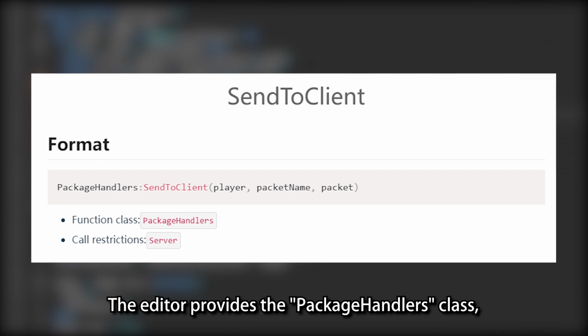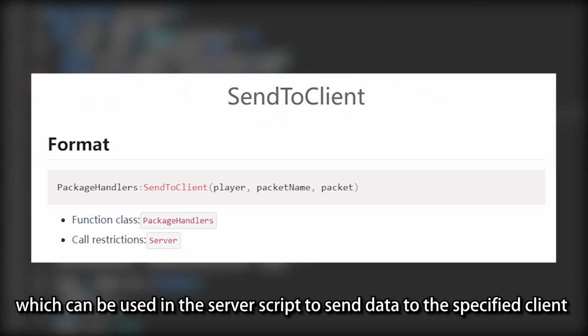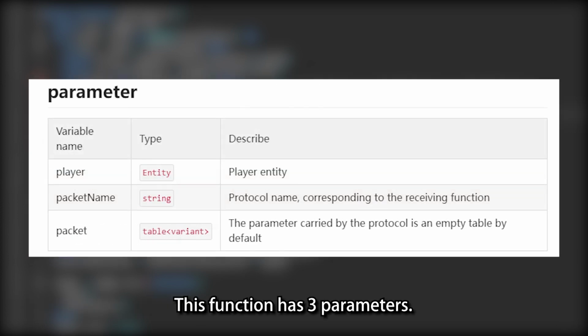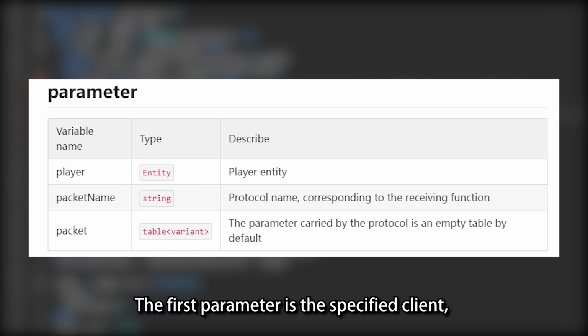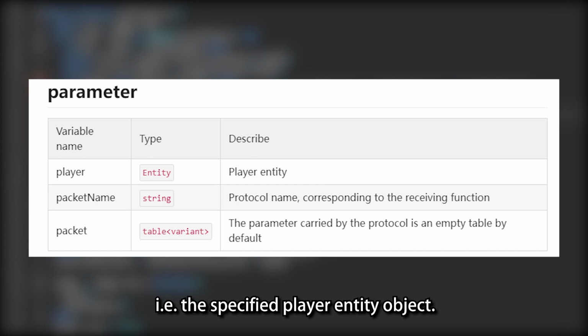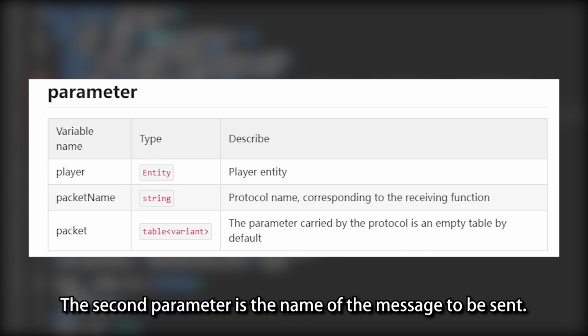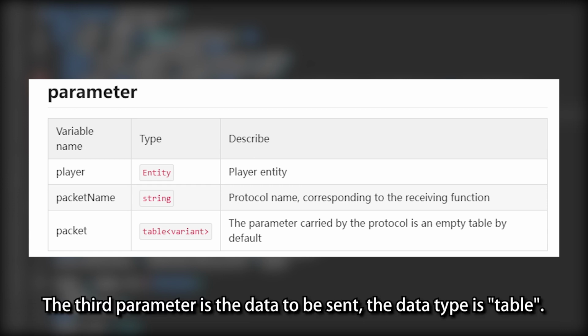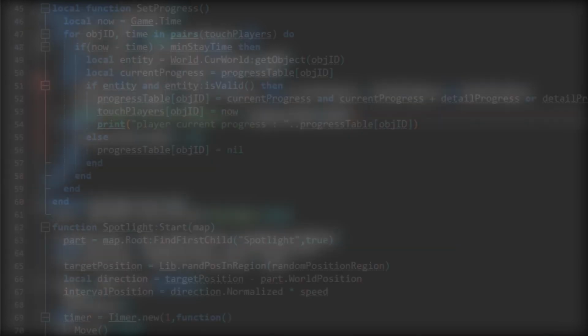The editor provides the package handlers class, which can be used in the server script to send data to the specified client, using the send-to-client function. This function has three parameters. The first parameter is the specified client, i.e., the specified player entity object. The second parameter is the name of the message to be sent. The sender and receiver of the message must have the same message name in order to successfully dock. The third parameter is the data to be sent. The data type is table.